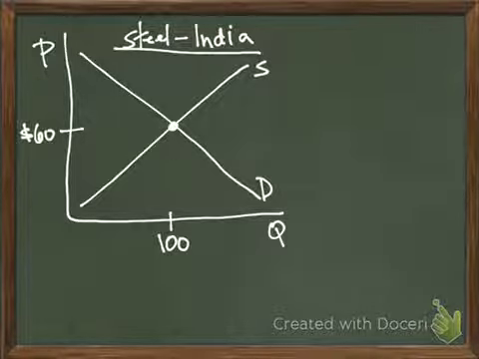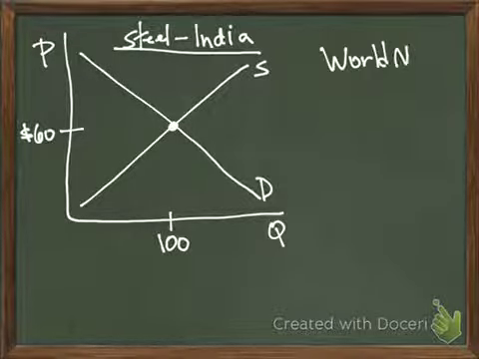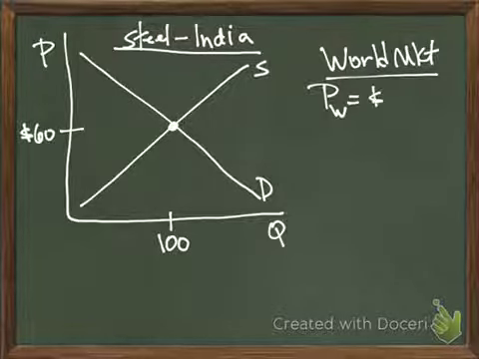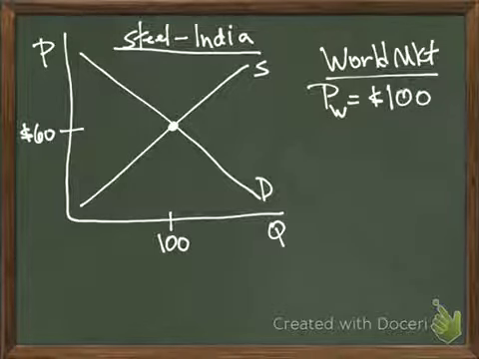But while we have this graph here going on for the market for steel in India, there's the larger market for steel, the world market. And so suppose in the world market that the price for steel, so PW stands for the price in the world market, so the equilibrium price there is actually $100. So I want to see how this then impacts the market for steel in India.